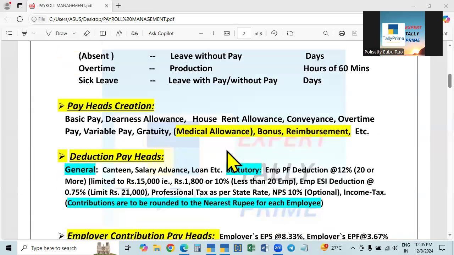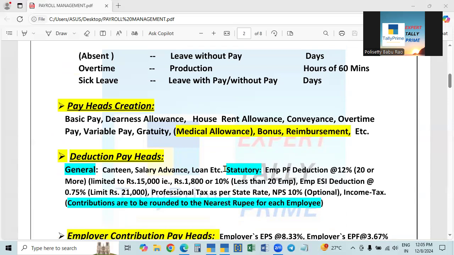See, in the deduction payheads, canteen deduction, salary advance, if any loan. All these will be deducted by the employer, and the employer will take the money. That is why they are called general deductions. So up to that we completed in the last video.